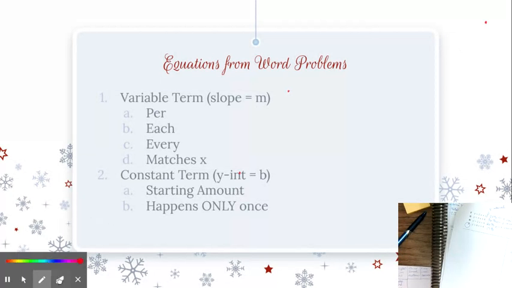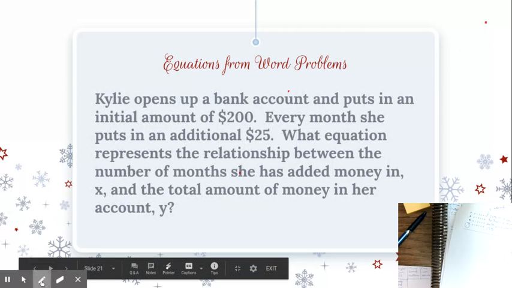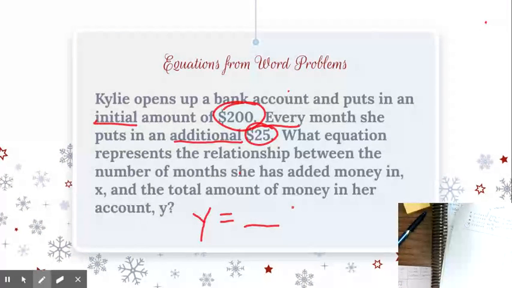Anything that only happens once is going to be all by itself. So if we look at this, we're going to see Kylie opens up a bank account and puts in an initial amount of $200. Okay, and then that's one of my per, each, or everys, every month she puts in an additional $25. And then this sentence right here is just a long way of saying I need to find the correct equation. So we want to do y equals something x plus something.